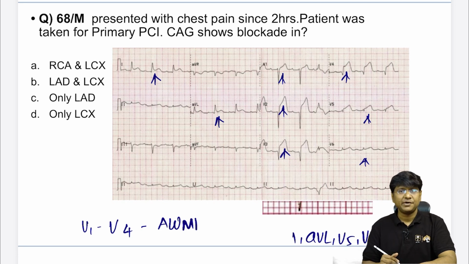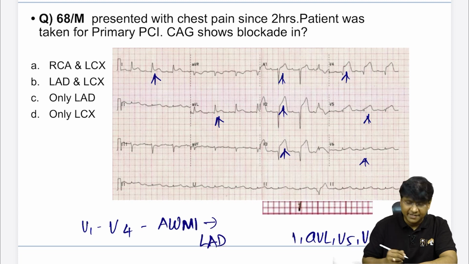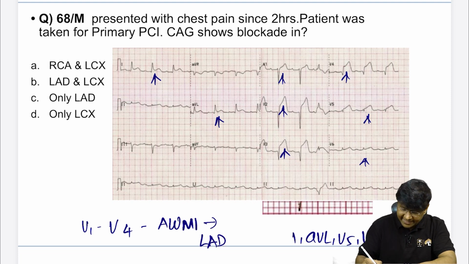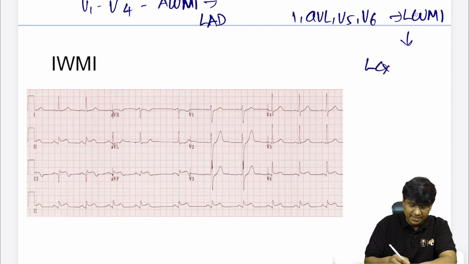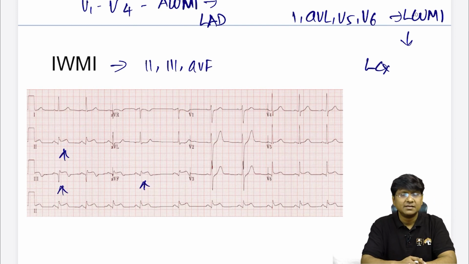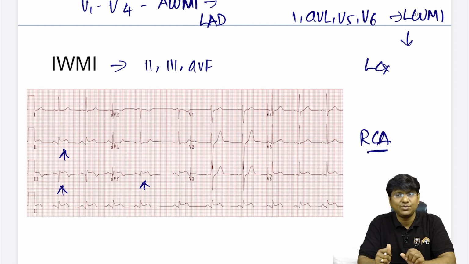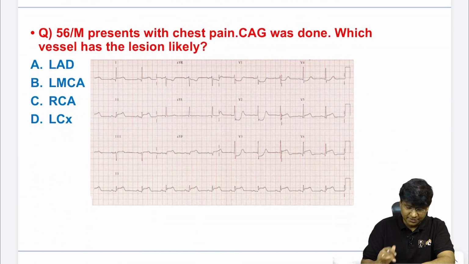So a very important point you need to know here is, in case of anterior wall MI, it is the left anterior descending artery which is being blocked. In lateral wall MI, it is the left circumflex artery which is being blocked, right? Then followed by that, the inferior wall MI. In case of the inferior wall MI, in 2, 3 and AVF, you have the ST segment elevation, and the vessel that will be blocked in this is the right coronary artery, right?